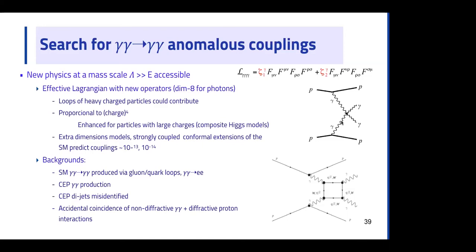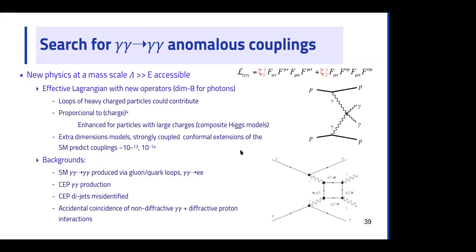Other models, such as extra dimensions or strongly coupled conformal theories and so on, predict couplings of the order of 10 to the minus 13 or 10 to the minus 14. So if we measure this process precisely, we could be reaching this precision.